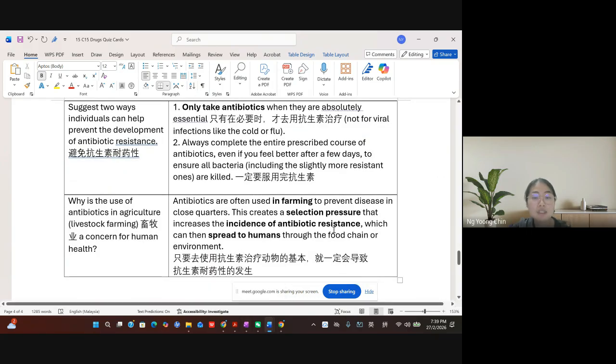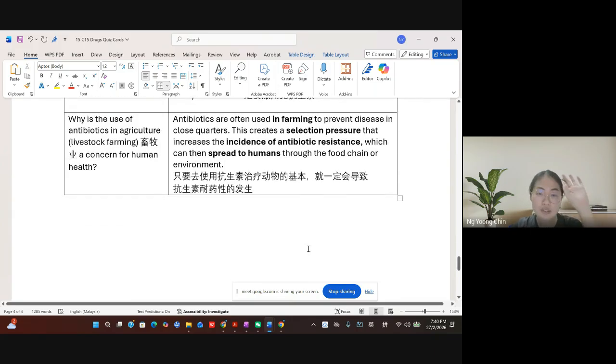So what is the usage of antibiotics in agriculture? Antibiotics are often used in farming to prevent disease in close quarters. This will create a selection pressure that will increase the incidence of antibiotic resistance, which can spread to humans.